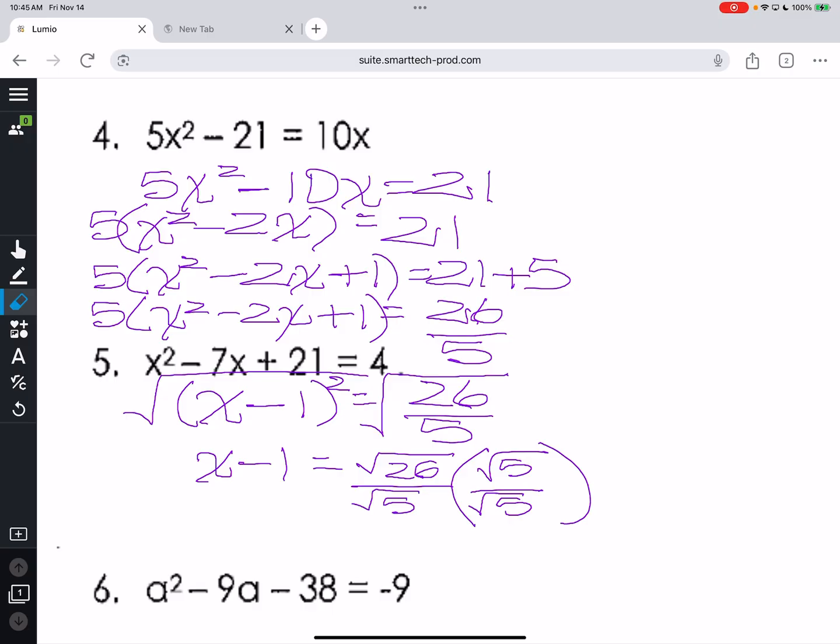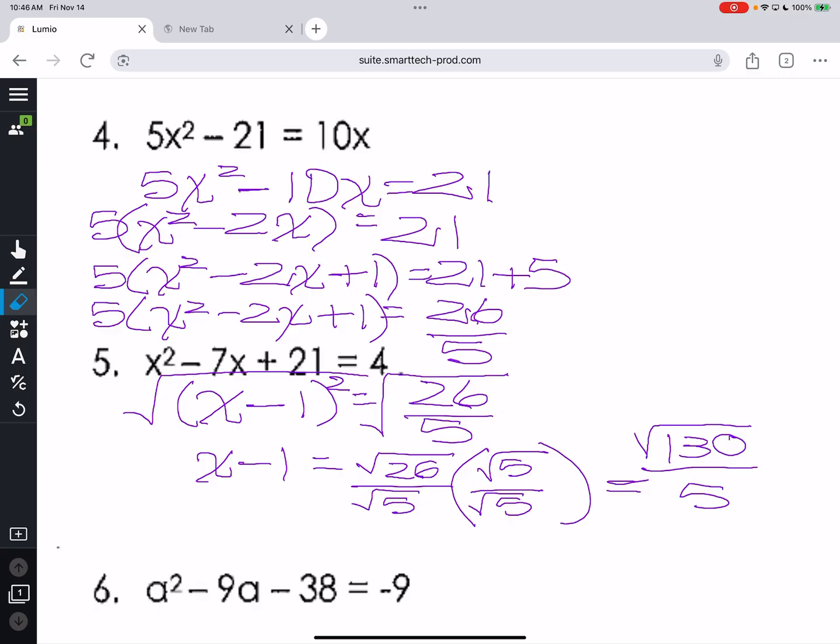But what is 26 times 5? Big old number. 130. Okay? Are y'all good with how we got that? You see why we did it and where it came from? It's still a positive. 130 does not break down.